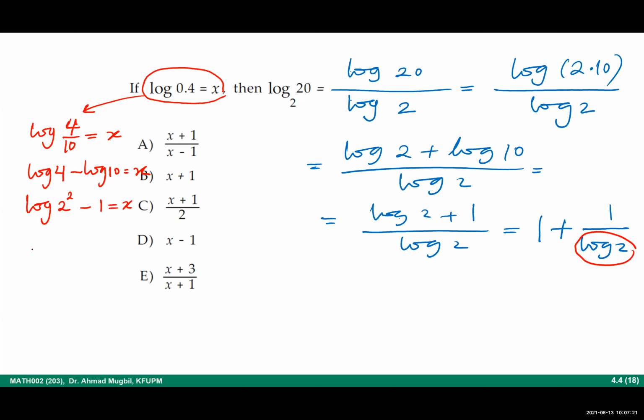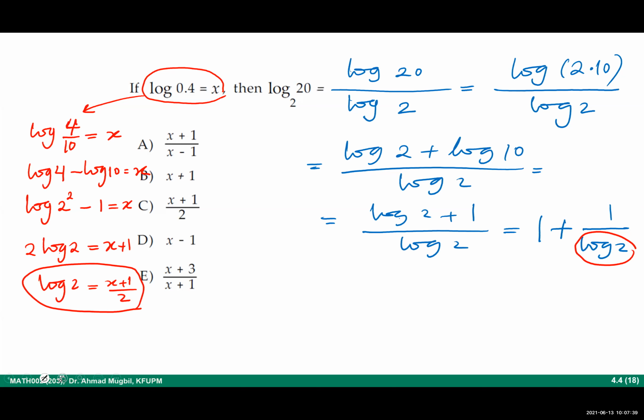By the power rule, this will be 2 log 2 equals, move the 1 to there, so it will be x plus 1. So what is log 2? Solve it for log 2. Log 2 will be x plus 1 over 2. So here we are. This is log 2.